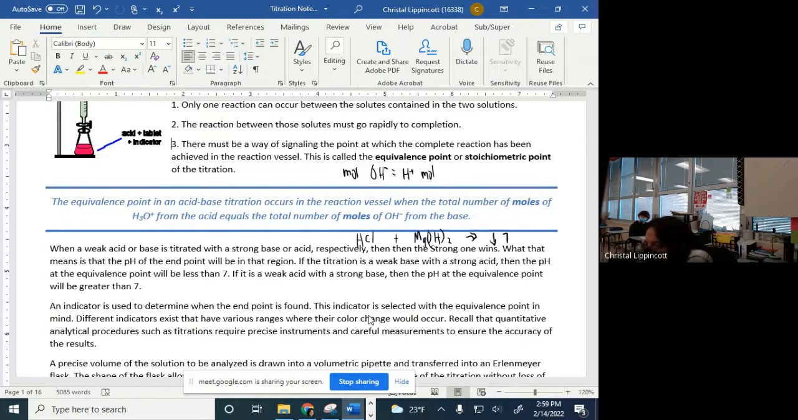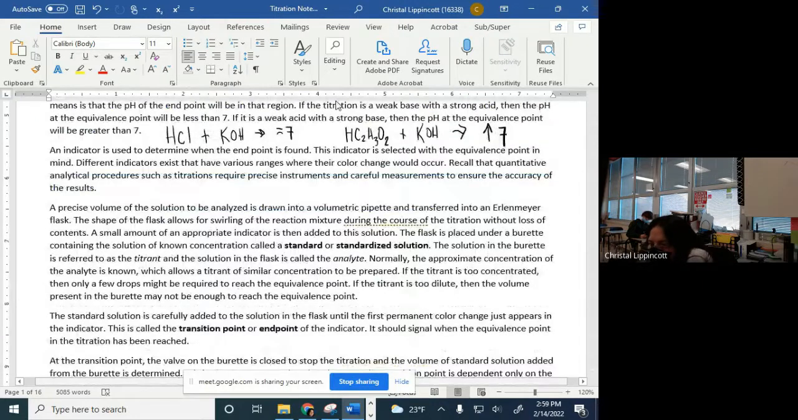If you have a weak acid with a strong base, your equivalence point is going to be greater than 7. The strong wins. If you have a strong acid and a strong base, your equivalence point will equal 7.